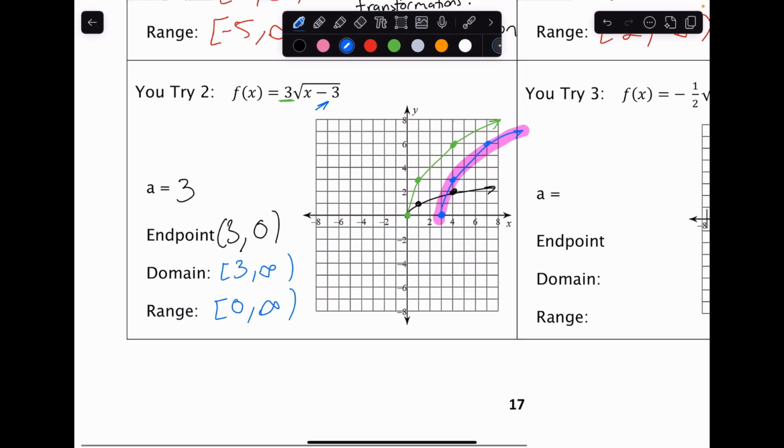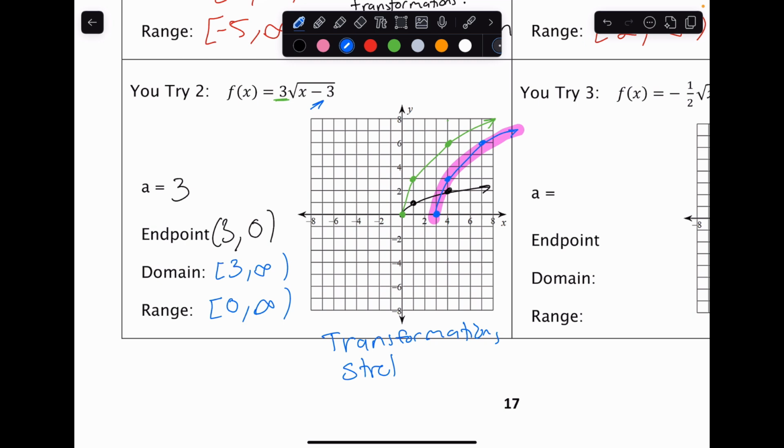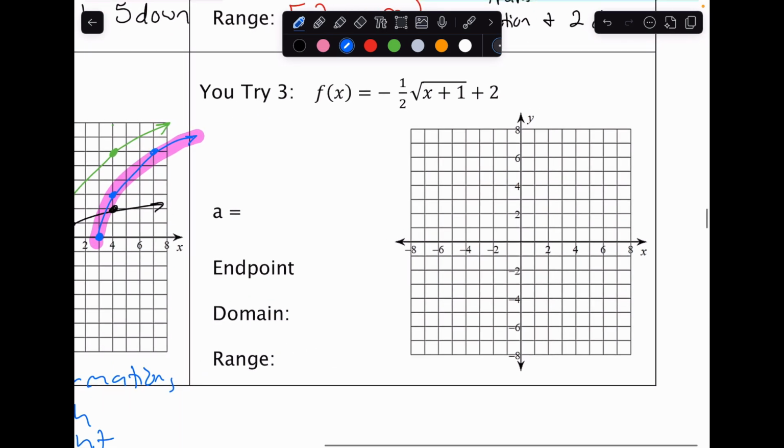For our transformations, that is just going to be a stretch. And we went 3 to the right. All right, we're almost there. Let's get through one more.